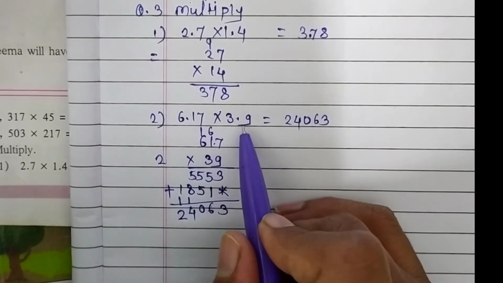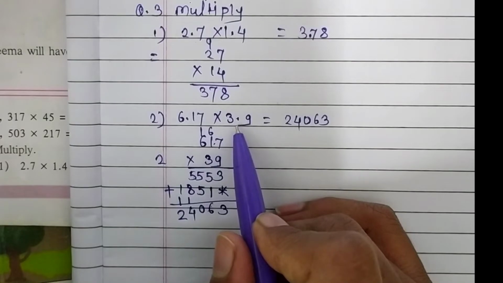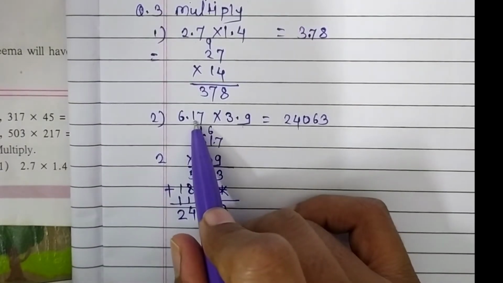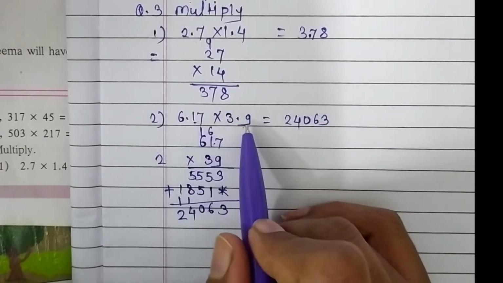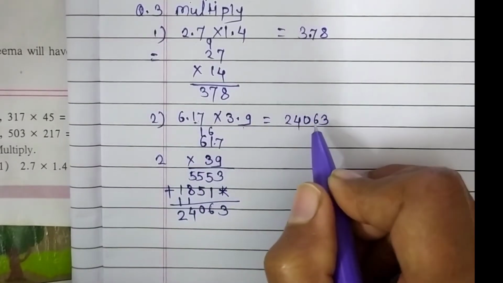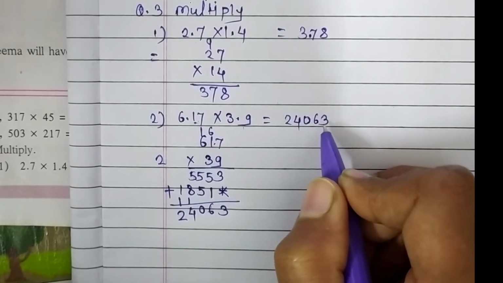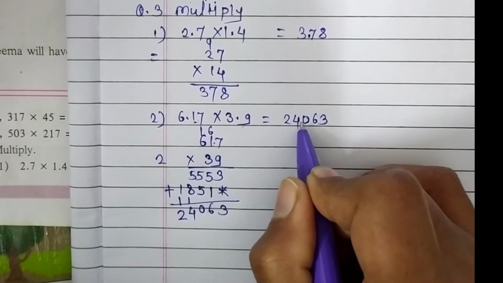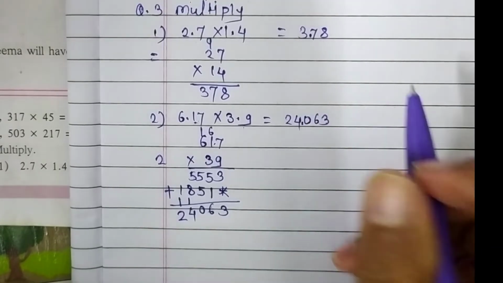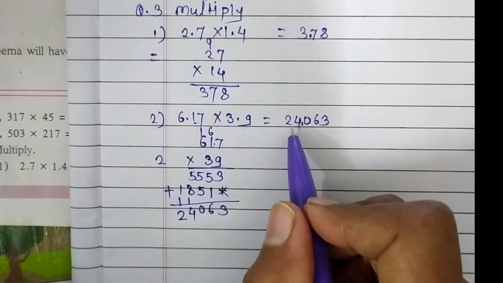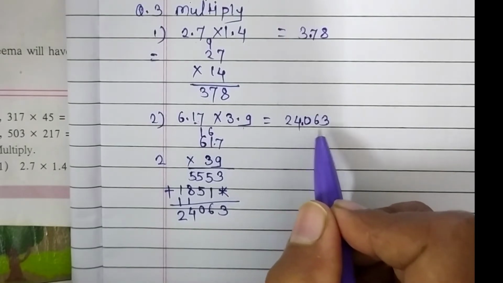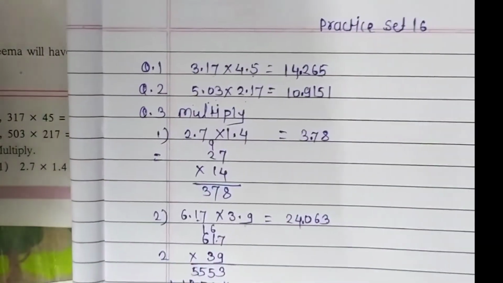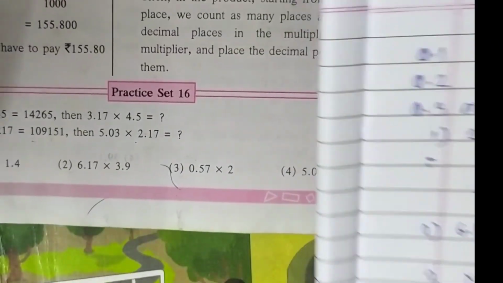Now count the decimal places in our problem. Here it is 1, and here there are 2. So 2 plus 1, it's 3. We have to leave 3 decimal places from our right side. Count 1, 2, 3 and put here a decimal point. So our answer is 24.063.